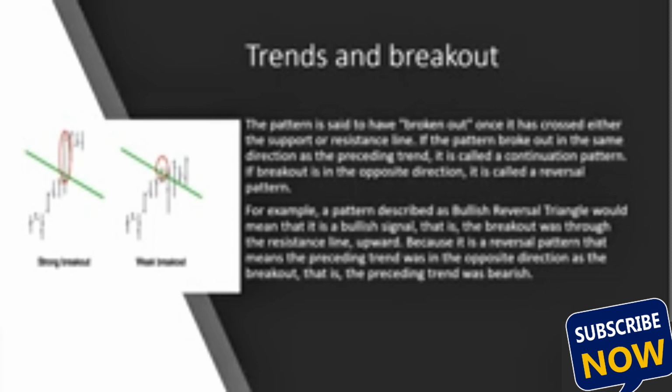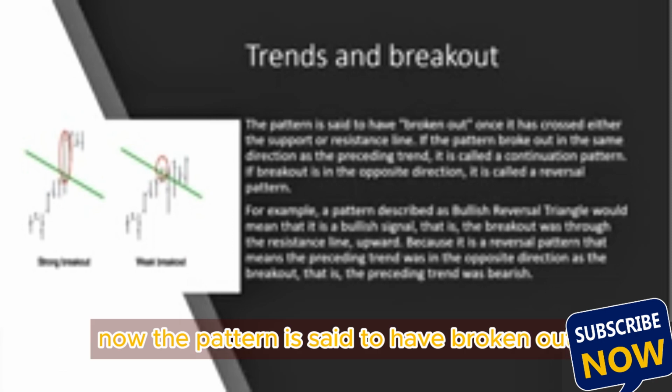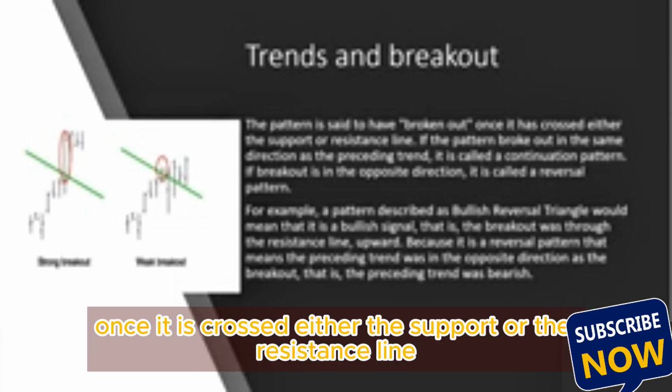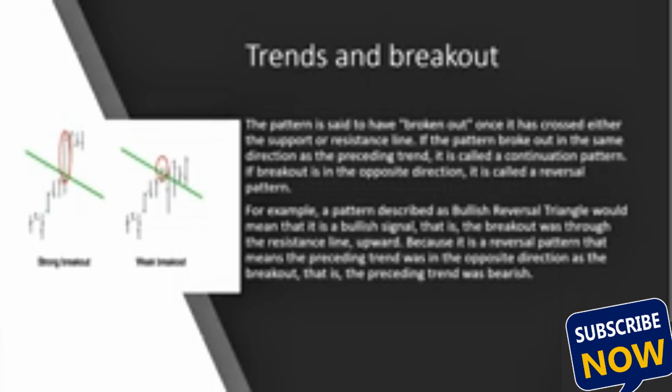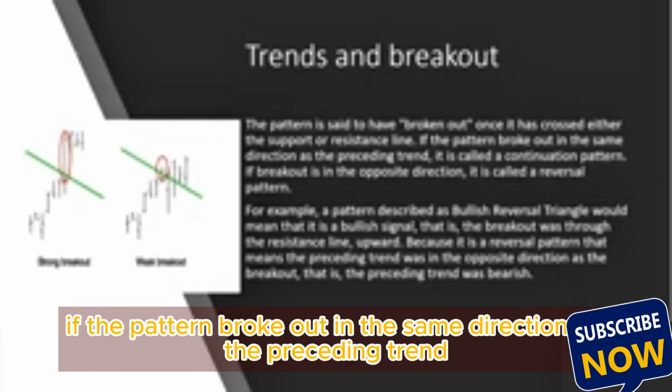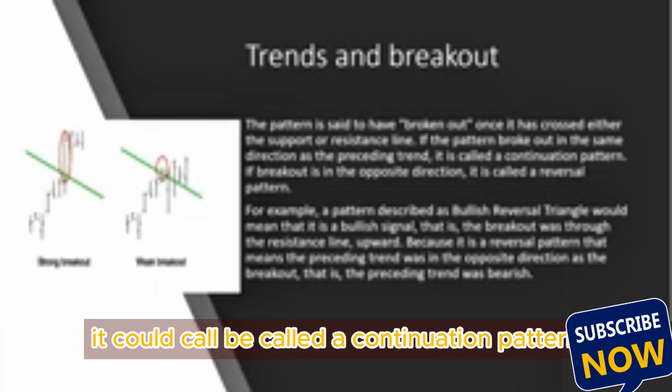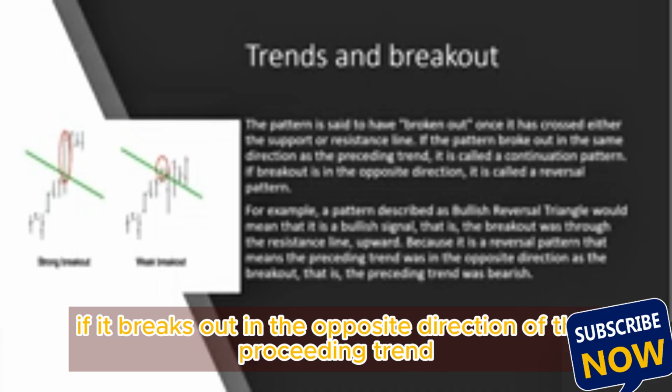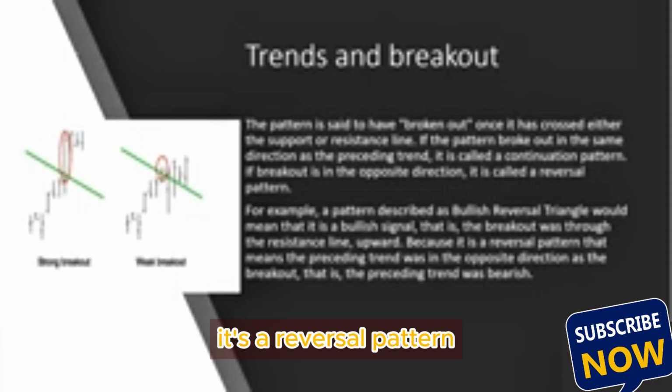Now, the pattern is said to have broken out once it has crossed either the support or the resistance line. If the pattern broke out in the same direction as the preceding trend, it could be called a continuation pattern. If it breaks out in the opposite direction of the preceding trend, it's a reversal pattern.